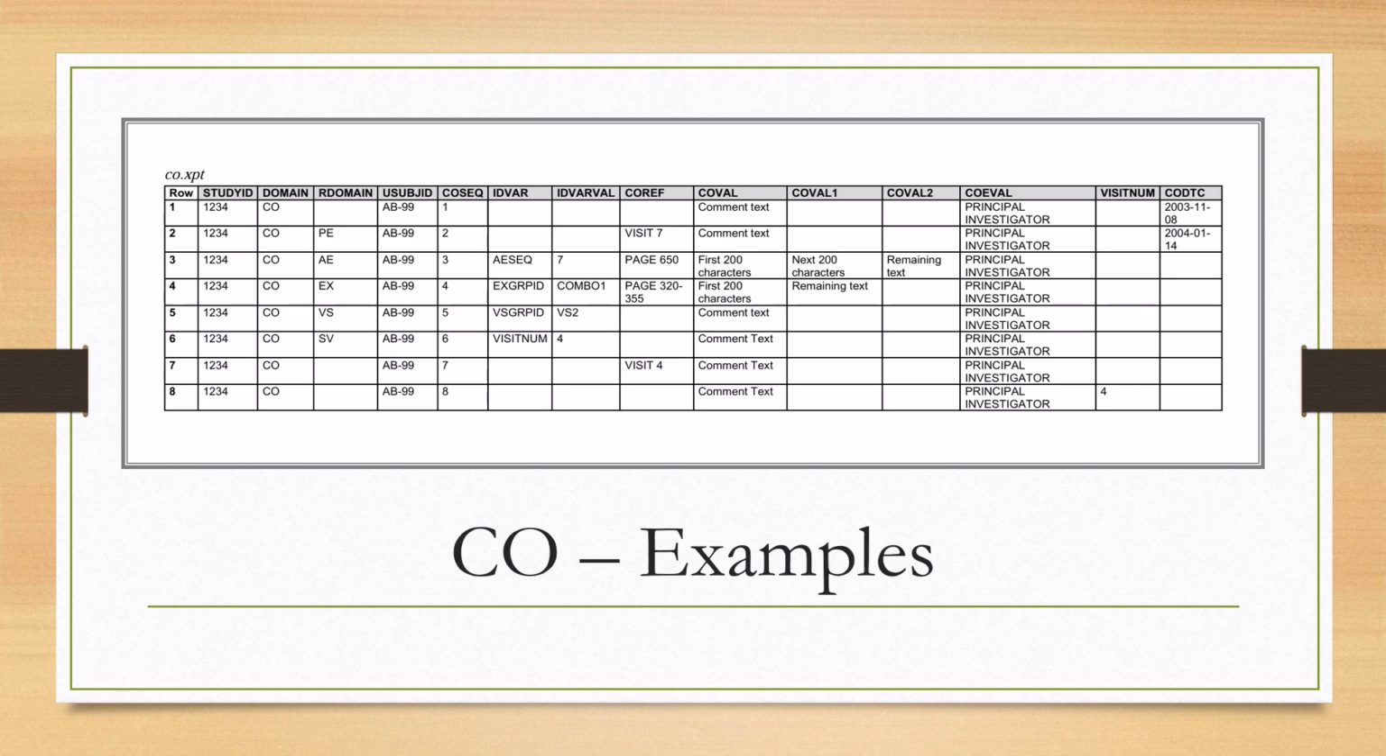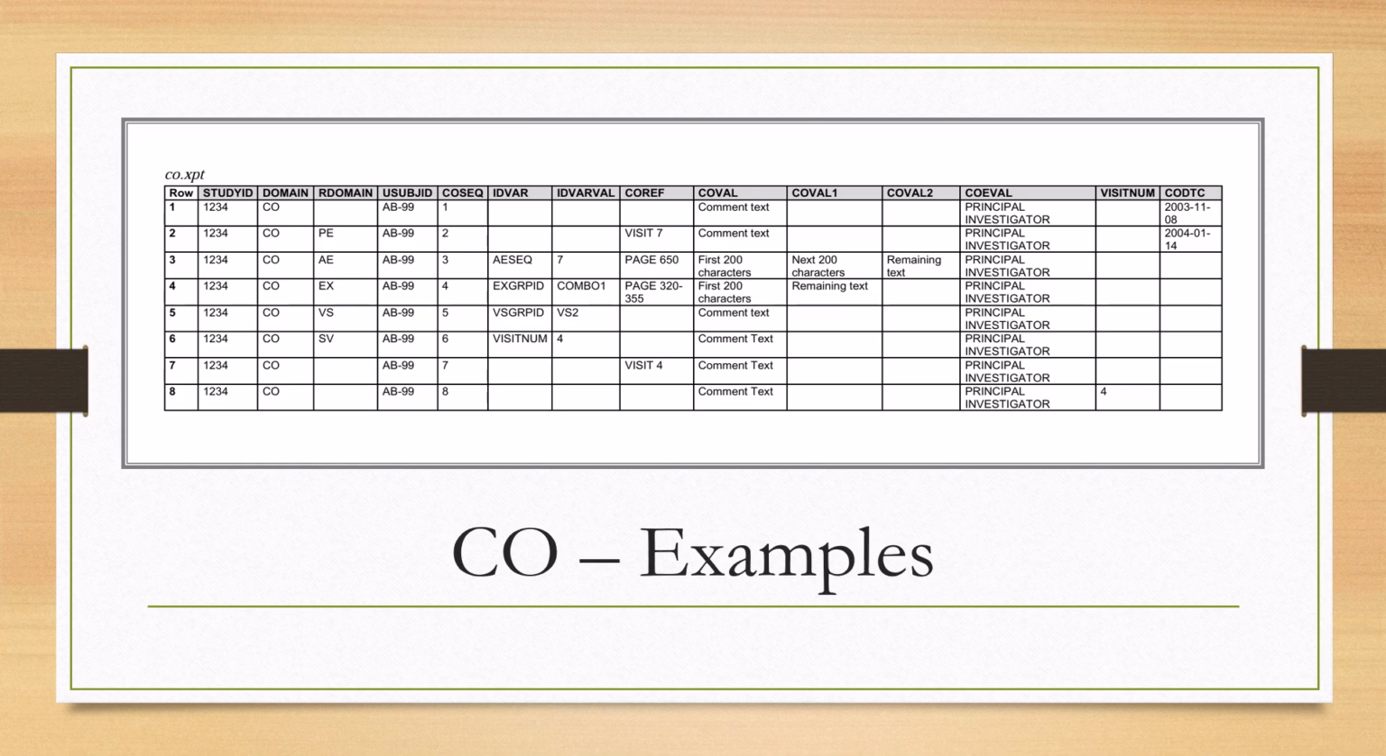Row 1 shows a comment collected on a separate comments page. Since it is unrelated to any specific domain or record, the RDOMAIN, IDVAR, and IDVARVAL are null. So this is the first assumption we talked about: if a comment is unrelated to any domain or any record, how will we populate it? You can see that in the first row of this dataset, you do not have RDOMAIN, IDVAR, or IDVARVAL populated.